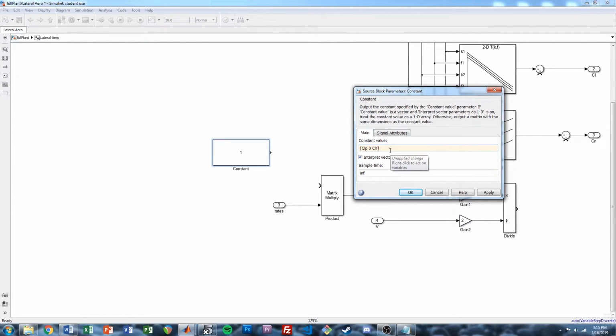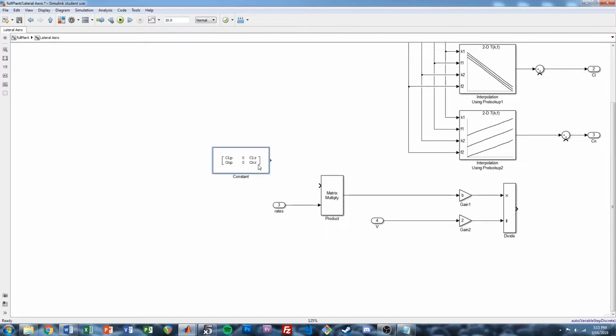And then the next row is going to be CNP, 0, CNR. So the same sort of thing. Now we're looking at CN for yaw rate, and we're looking at the contribution from our roll rate and our yaw rate going into our yawing moment coefficient. So we'll take this and we'll go ahead and multiply that.